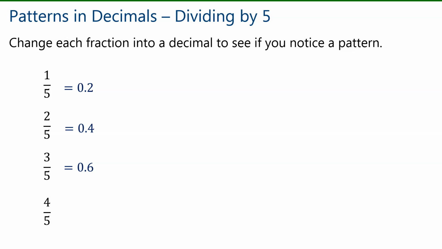So now try to figure out what 4 divided by 5 is before using a calculator. That would be 0.8. We're just increasing by 0.2 each time. And of course, if we did 5 divided by 5, that is just 1. So now after exploring some patterns, you can move on to the next video in this lesson.